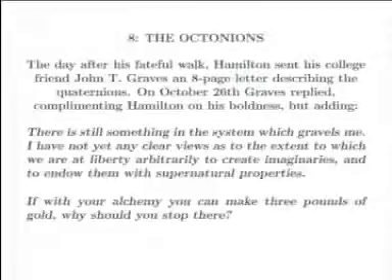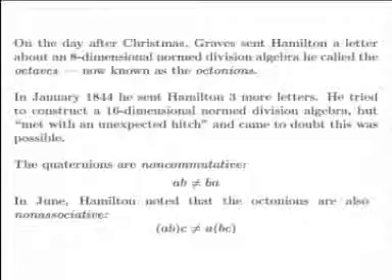And so Graves asked, if with your alchemy you can make 3 pounds of gold, that is I, J, and K, why should you stop there? And indeed, Graves didn't stop. Graves wasn't too shy, because he began working on this idea himself. And in fact, on the day after Christmas, which shows you how sociable this fellow must have been, Graves sent Hamilton a letter about an 8-dimensional norm division algebra that he had invented, which he called the octaves, which I now prefer to call, and many people prefer to call, the octonions.